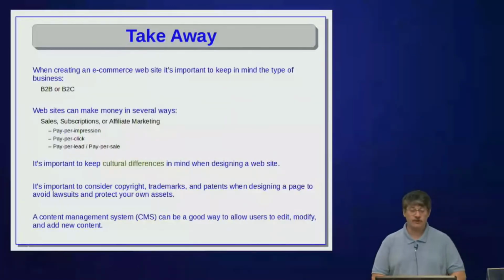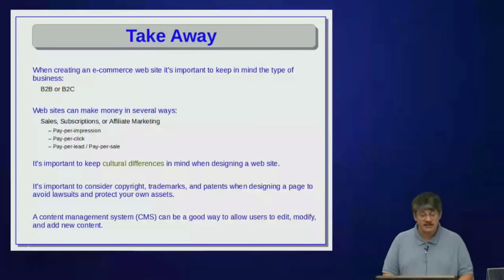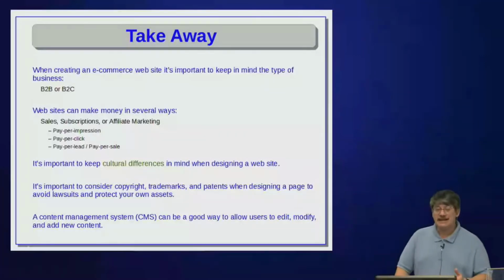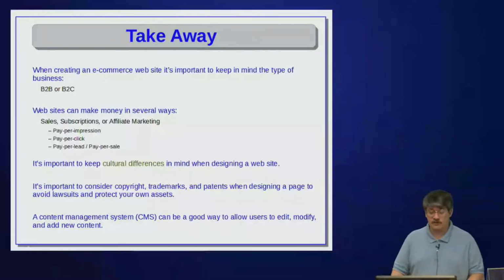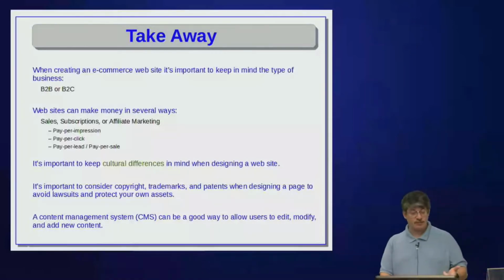So in summary, when you're creating an e-commerce website, it's important to keep in mind the type of business that it is, whether it's B2B or B2C, and design the website appropriately for that market. Websites can make money in several different ways. You can do it through sales or subscriptions or affiliate marketing, and there's several different ways to do affiliate marketing. You can do pay per impression, pay per click, pay per lead, or pay per sale.